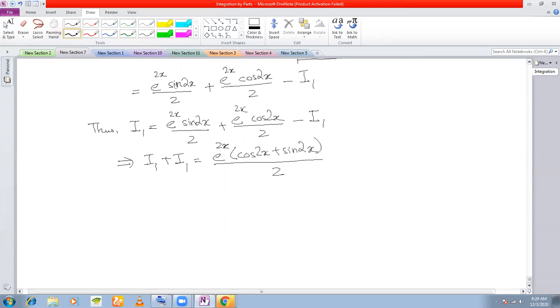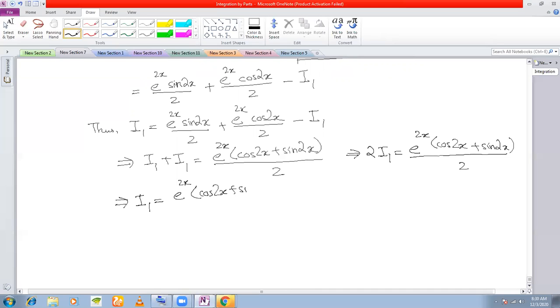So that means you get what? Twice I1 is equal to e to the power of 2x times cos 2x plus sin 2x, divided by 2. Therefore, what is I1? I1 is e to the power of 2x, divide both sides by 2, you get cos 2x plus sin 2x divided by 4. This is your I1. Now put it back in the integral.